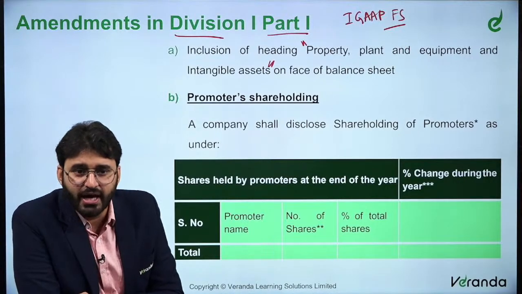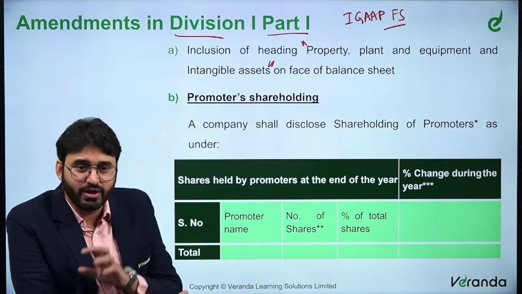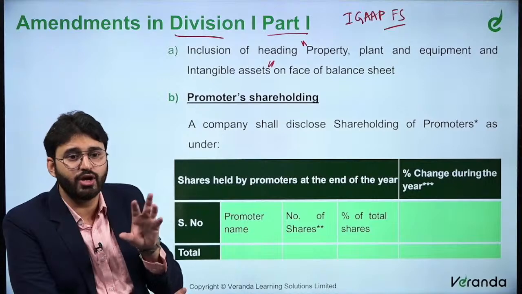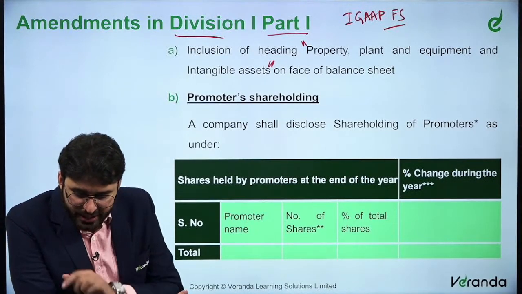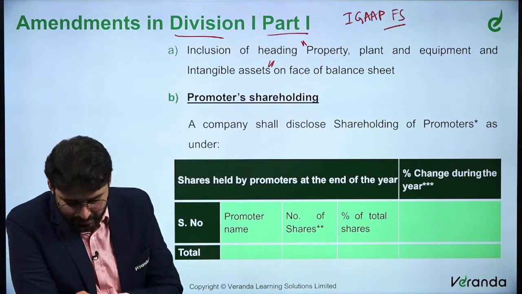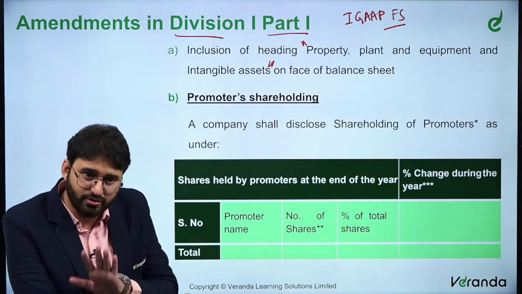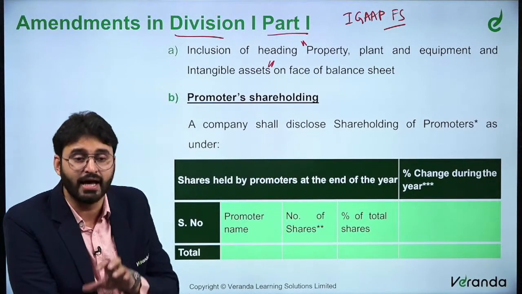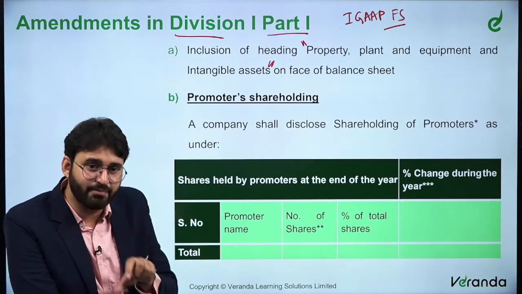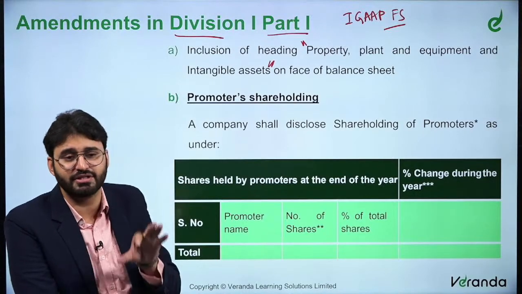So every company will have to give how much is the shareholding of the promoter. A company shall disclose the shareholding of promoters as under. One table has been prescribed, and this table is from the MCA only. It is not made up by me or someone else or by Veranda. It is a table prescribed by the Ministry of Corporate Affairs.